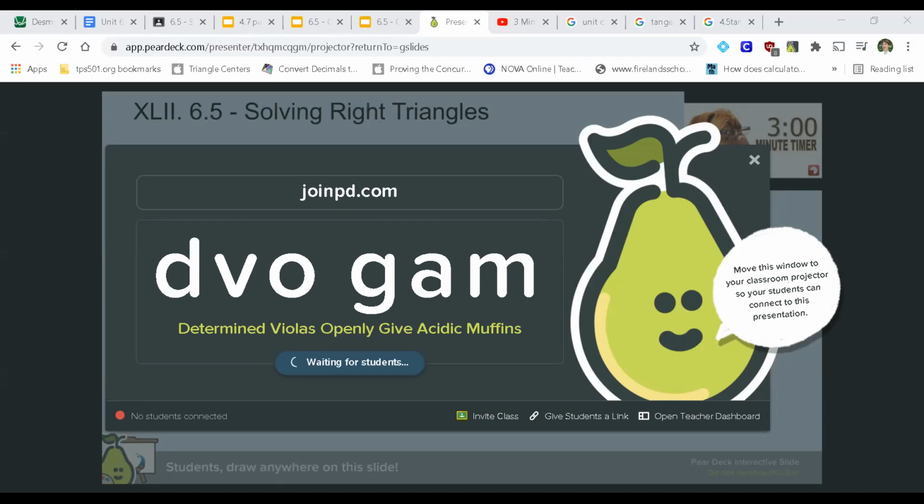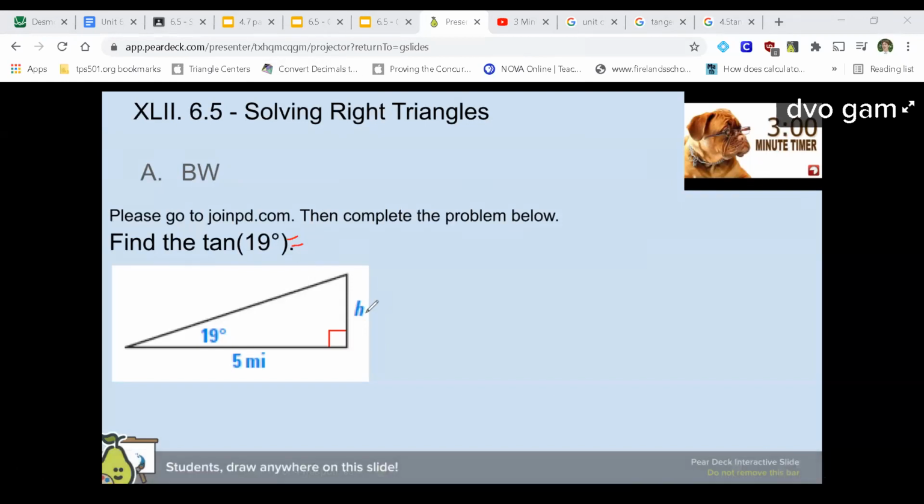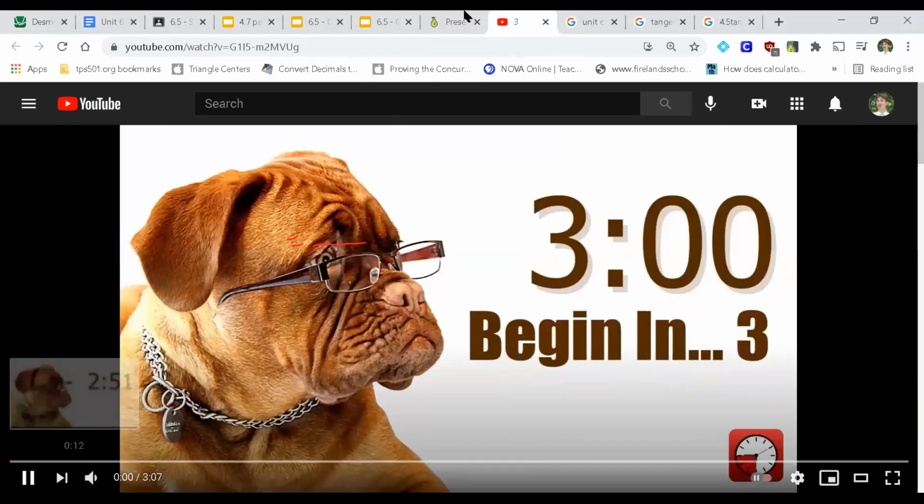Okay, so the code today is DevoJam. All right, for the bell work today, you're just writing the tangent of 19 degrees as blank over blank. I'll give you 3 minutes to try it on your own, and then we'll go over it.